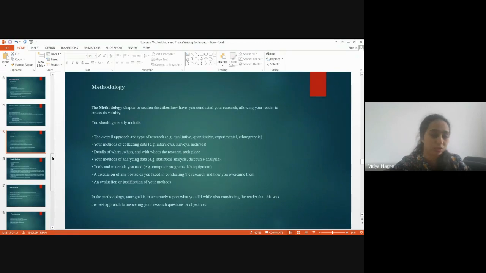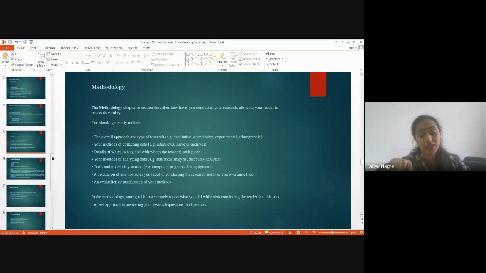So you should generally include the overall approach and the type of research, that is qualitative, quantitative, experimental, or ethnographic, your method of collecting data. Have you collected through interviews, surveys, or archives, or reading reports? Details of where, when, with whom the research took place. Your methods of analyzing data, statistical analysis, discourse analysis, graphological analysis, etc. Tools and materials you have used, such as computer programs, lab equipment, and so on. A discussion of any obstacles you faced in conducting the research and how you overcame them.